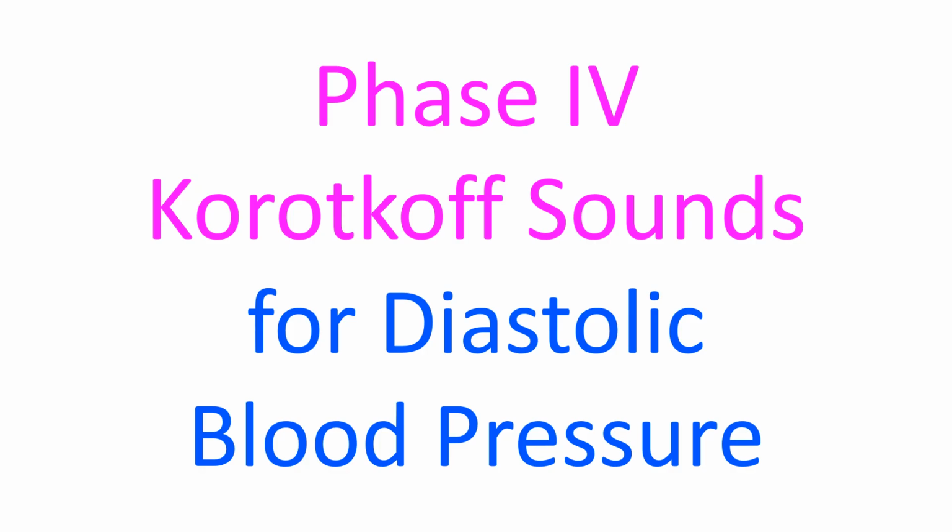Systolic blood pressure is taken at phase 1. In some cases of severe aortic regurgitation, if you go for phase 5 diastolic blood pressure, we may get it as 0. There is also a method of recording diastolic pressures at both phase 4 and phase 5.